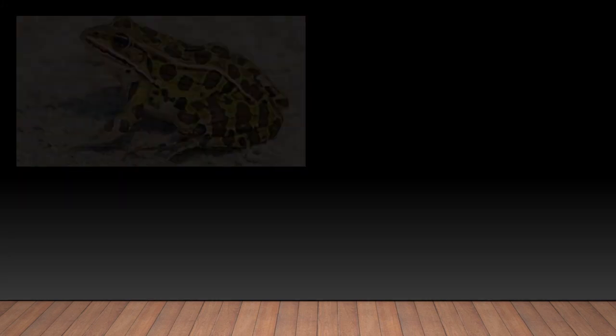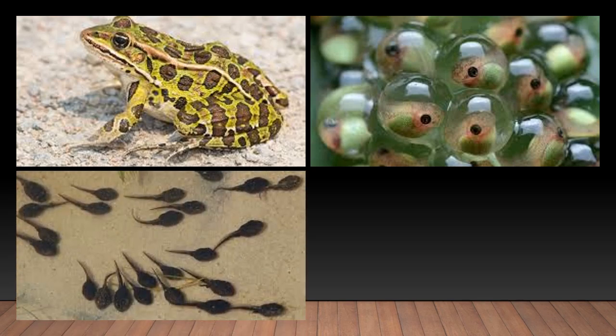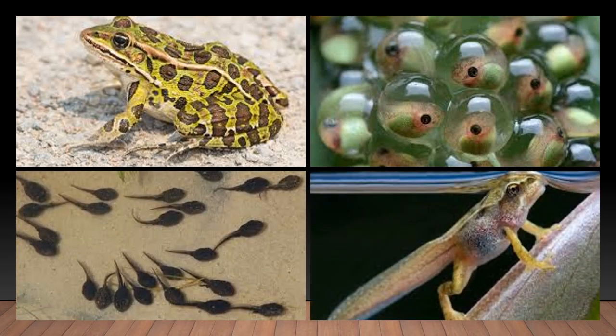Now here you can see the picture of the adult frog. These are the eggs, and inside the egg the embryo is growing. Now these are the tadpoles, and this is the stage where it has forelimbs and hind limbs and a long tail. The frog is ready to jump outside the water.